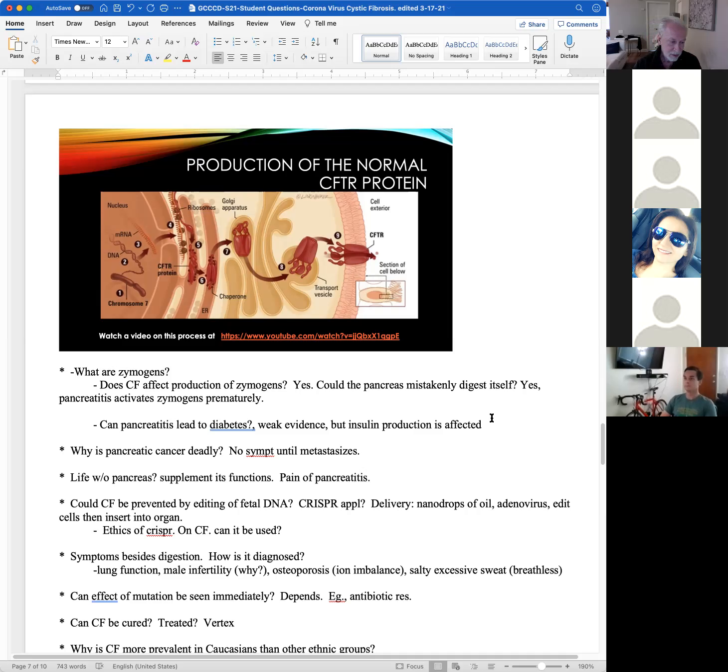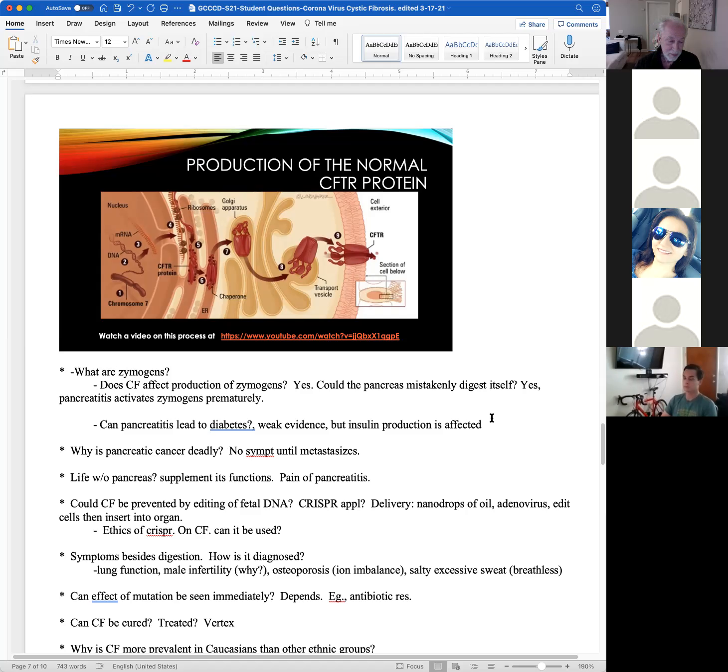And then there were quite a few questions about the treatment of cystic fibrosis by gene editing. Could you edit the DNA of a fetus and switch that fetus from a cystic fibrosis patient to a normal person? The answer is, in principle, it could be done. Is it considered ethical? Not by most people. But certainly the CRISPR technology is applicable here.